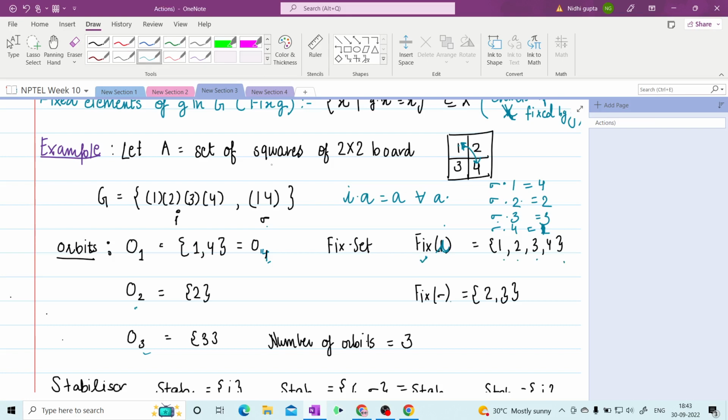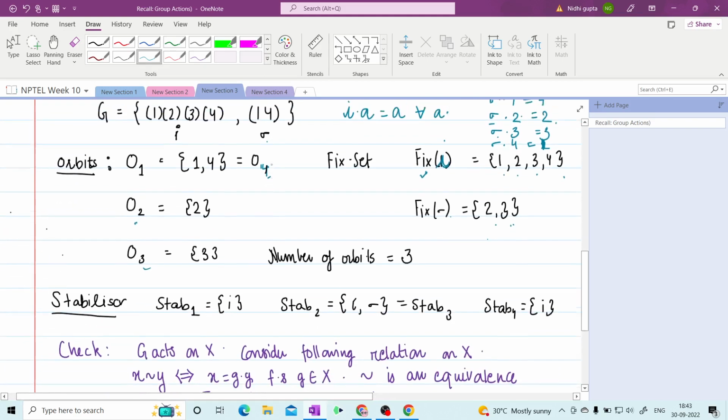And second, we have to find the fix of sigma. Sigma is the reflection via this diagonal. So we have to find all those elements of X which are unchanged by the action of sigma. So we see that 2 and 3 remain unchanged. Therefore fix of sigma is 2 and 3. 1 and 4 are not in fix of sigma because under sigma 1 goes to 4, and 4 goes to 1. Therefore fix of sigma is just 2 and 3.